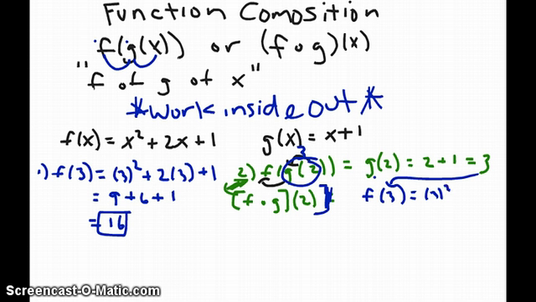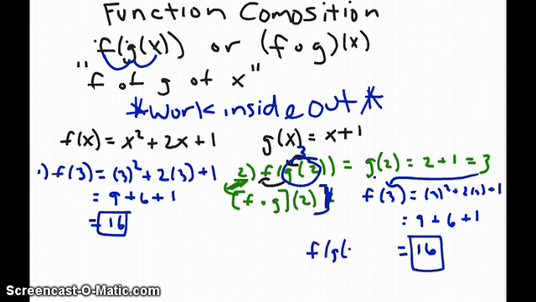So we're going to have 3 squared plus 2 times 3 plus 1. I know you can't read that, but trust me, and you should plug it in on your own. So we have 9 plus 6 plus 1, which is equal to 16. So we know that f of g of 2 is equal to 16.